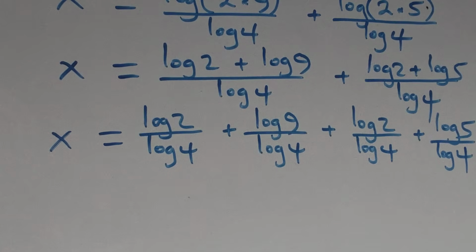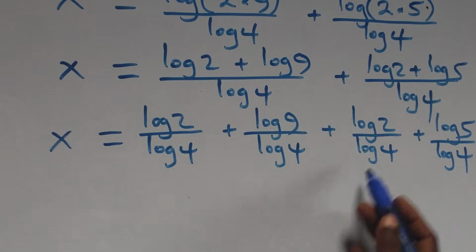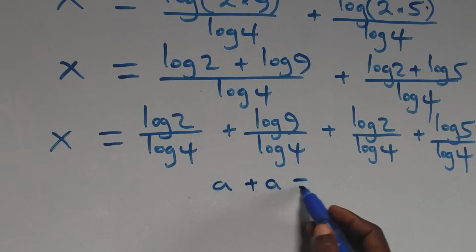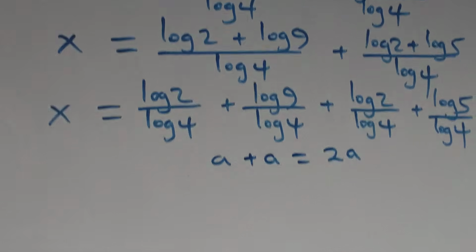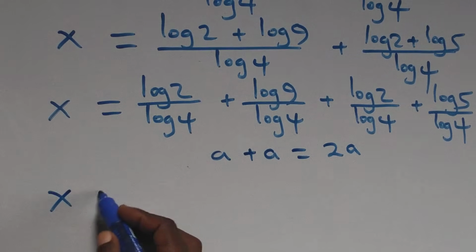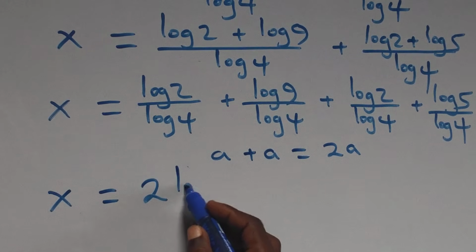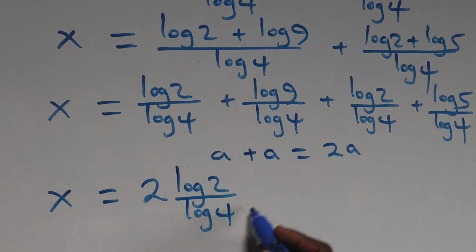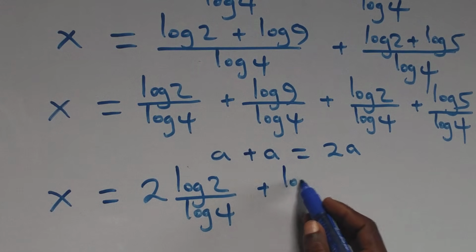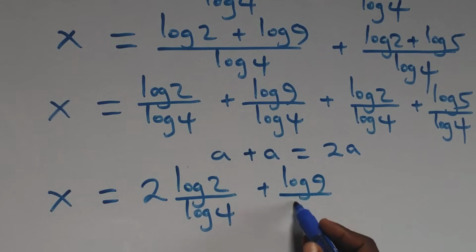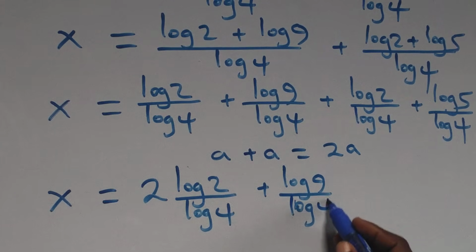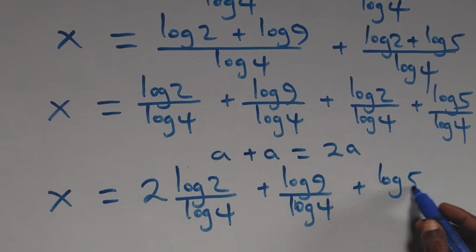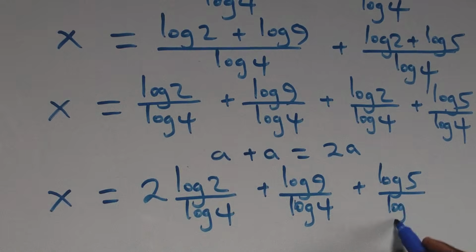Then we have log 2 over log 4, log 2 over log 4. When we add this together, just like a plus a, it is the same thing as 2 times a. That is, here we have x equals 2 times log 2 over log 4 plus log 9 over log 4 plus, here remain log 5 over log 4.